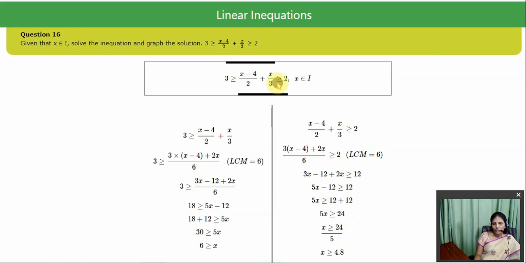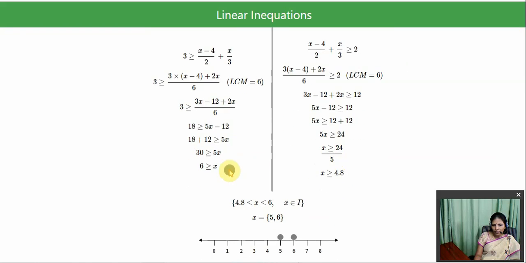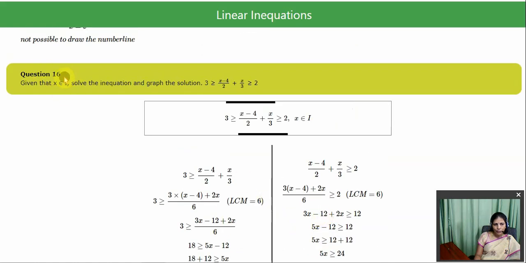Now, as in the question both inequalities are given together. For our convenience, we found them separately, and we need to combine both inequalities together and represent them inside the set brackets. So x is greater than or equal to 4.8 and x is less than or equal to 6. I have combined both solutions here: x is greater than or equal to 4.8 and x is less than or equal to 6, and x belongs to integers, as given in the question.